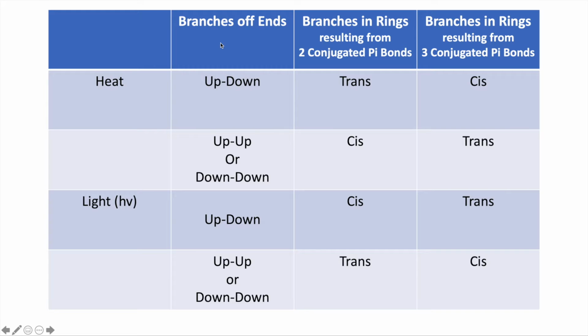So let's go through these one by one and see why they're happening. What is really happening to create this trans or cis configuration when these electrocyclic reactions form rings?